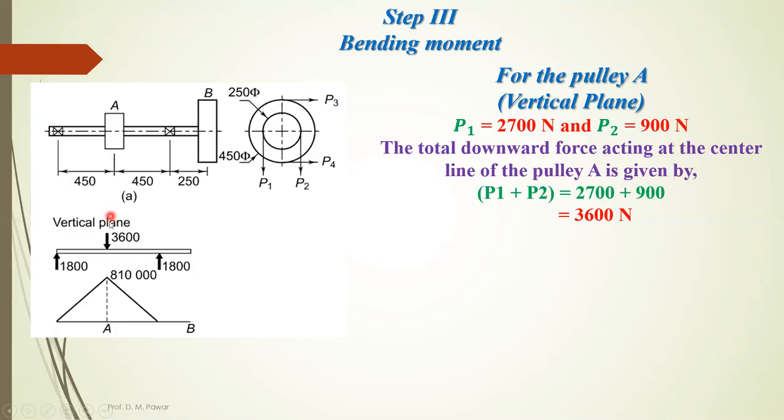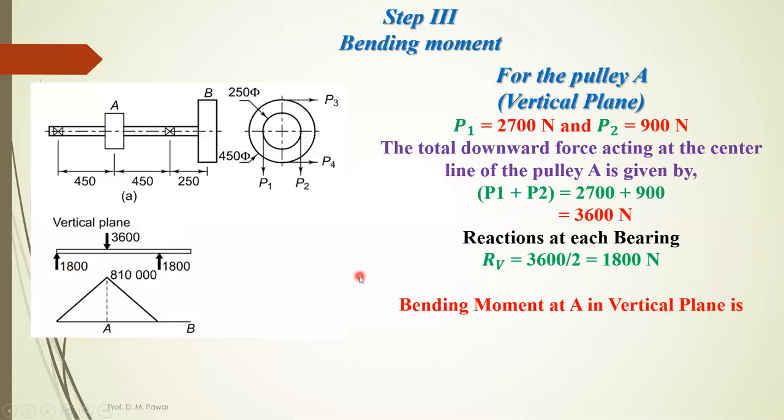Now, as there is only one force in the vertical plane, it is very easy to calculate the reactions at bearing 1 and bearing 2. The vertical reactions are the same, and that is equal to 3600 divided by 2 directly, because there is only one force acting, and that force acts at the center between these two bearings. You can see here 450 and 450, equidistant from both bearings. So the reactions at these bearings are equal, and that is equal to force divided by 2.